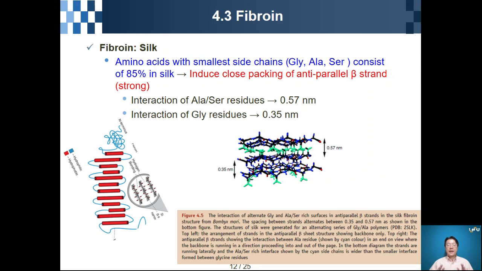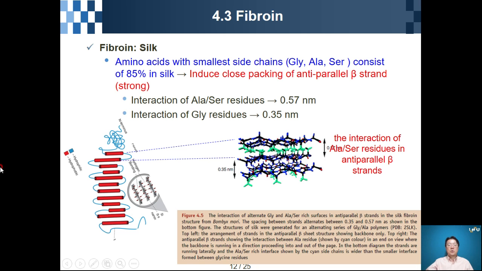Silk has the hexapeptide repeat, which is composed of glycine, alanine, and serine. These three amino acids are the amino acids with the smallest side chains. These amino acids make up 85% of silk. It means that they can induce close packing of antiparallel strands. So this is one antiparallel strand, this is the other, and this is the other, something like that.